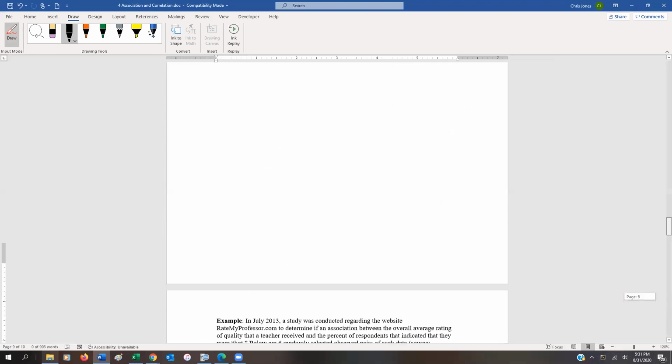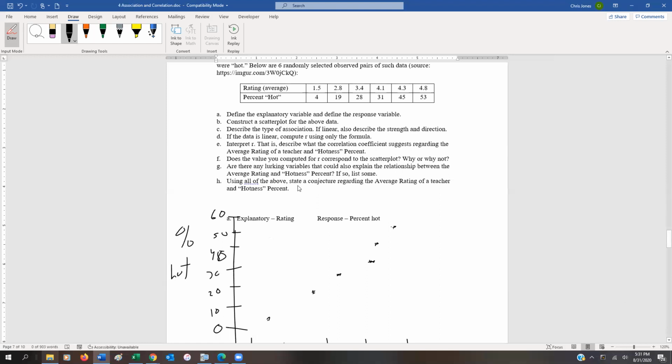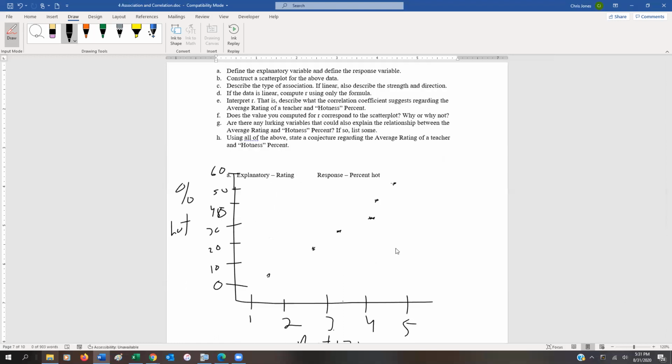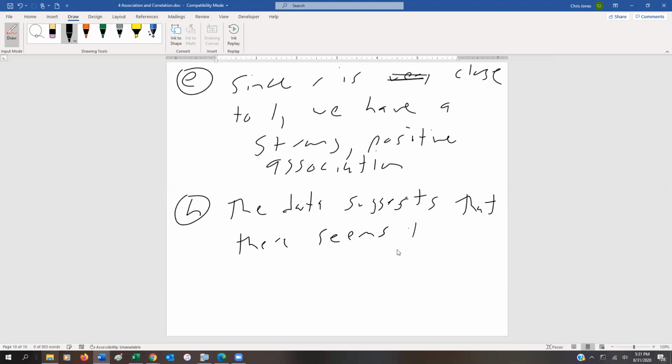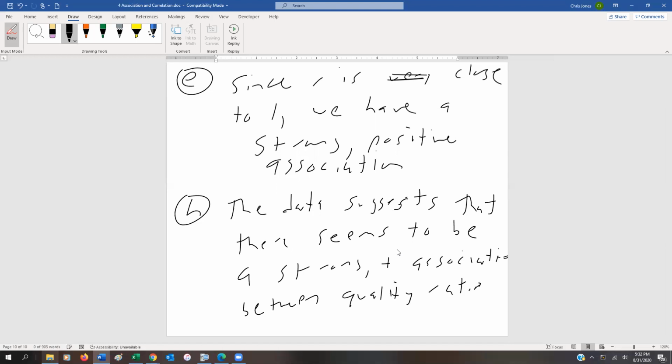And then finally, there's probably a summary type of question. Using everything that we've done, state a conjecture regarding the average rating of a teacher and the hotness percentage. I think almost everything that we've shown from this study suggests that we can say the data suggests, okay, so we can't say for certain, but more like congressional sort of language, that there seems to be a strong positive association between the quality rating and the hotness rating, or the hotness percent.